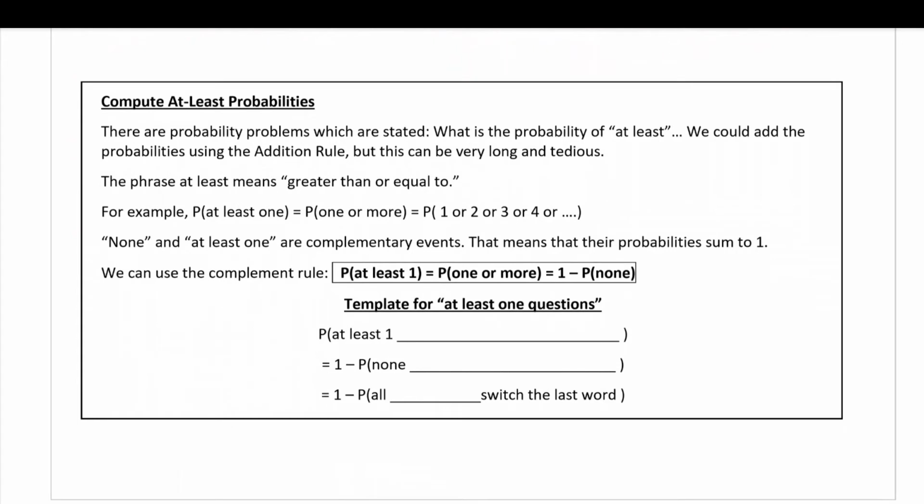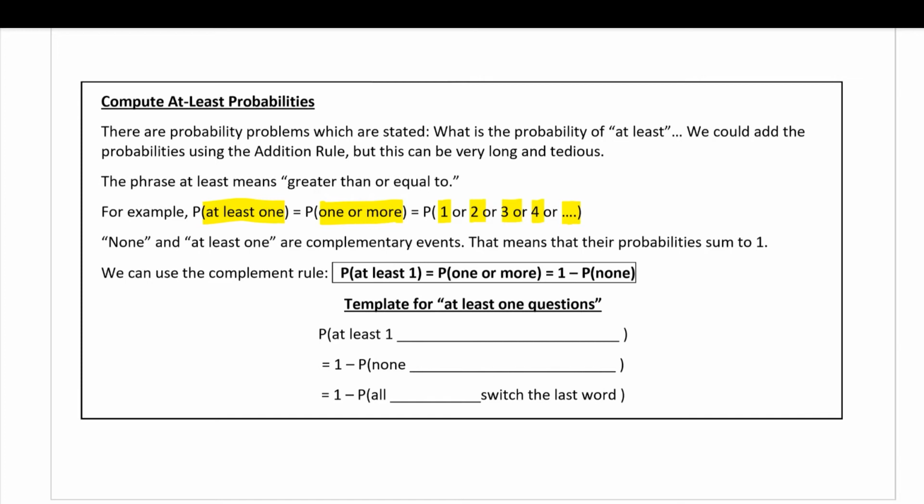This next part is all about computing at least probabilities, specifically at least 1. This phrase at least really just means greater than or equal to. So if they say at least 1, well, at least 1 means 1 or more, correct? So the probability of 1 or 2 or 3 or 4 or so on, to whatever the maximum number may be. We're going to have to use a little bit of clever math here to figure out this formula.